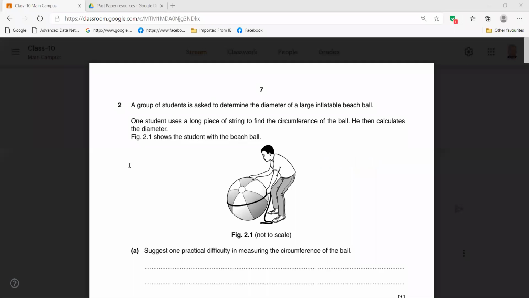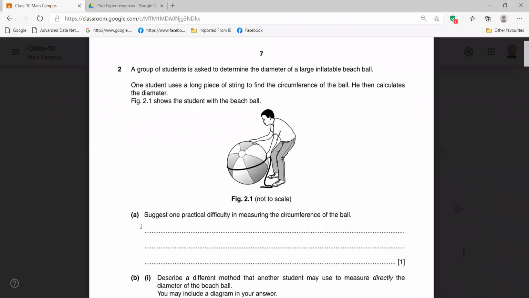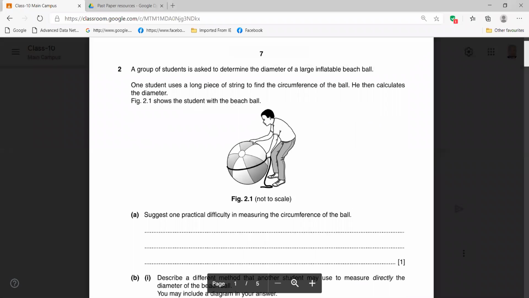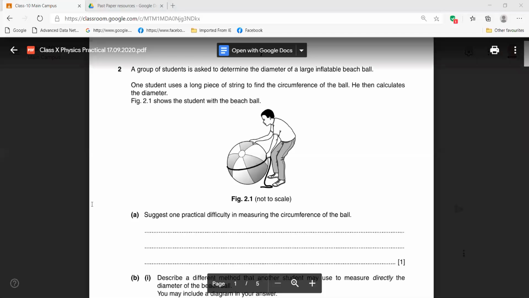Okay, Aisha, you read. A group of students is asked to determine the diameter of a large inflatable beach ball. One student uses a long piece of string to find the circumference of the ball. He then calculates the diameter. Figure 2.1 shows the student with the beach ball. Suggest one practical difficulty in measuring the circumference of the ball.